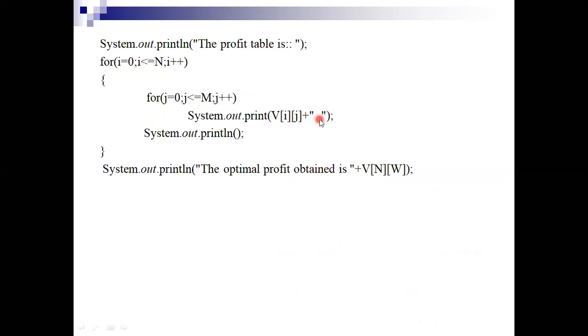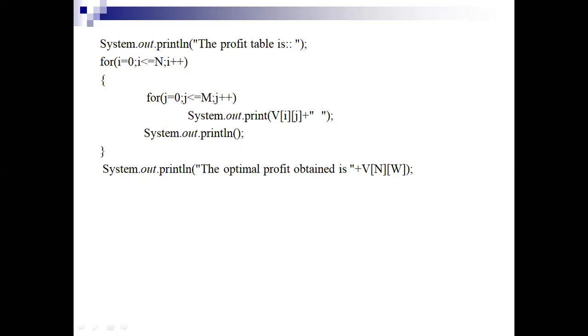Separate every entry of V of i j with a space, right? Columns are separated with a space, and i represents the row, right? First row, all columns. After printing all the columns, give a new line. Matrix printing, right? New line, and go for the second row. So it goes on. Second row, all the columns. Again, print all the columns, print a new line. So it goes on. It prints the table.